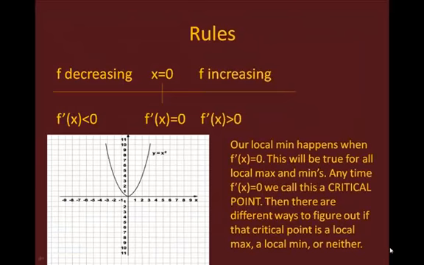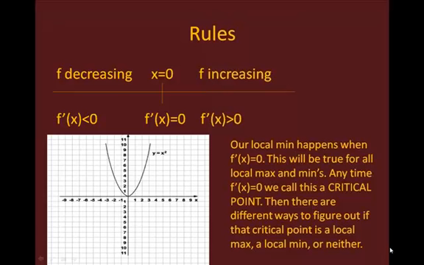So let's look at this in chart form. To the left of x equals 0, we said that f was decreasing, so the derivative was negative. We said to the right it was increasing, so the derivative is positive. And we said right at x equals 0, our derivative is 0 because we have that horizontal tangent line. So any time that the first derivative equals 0, we call this a critical point.